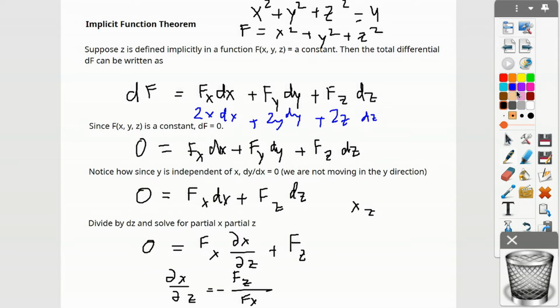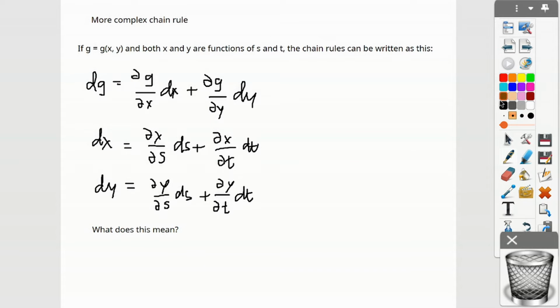So in this case, this will be 2x and then 2z, and then you will get negative z over x. So that's your partial, that's your x sub z for the function. This is a sphere, so it makes a little bit of sense, right? So that's the implicit function theorem.